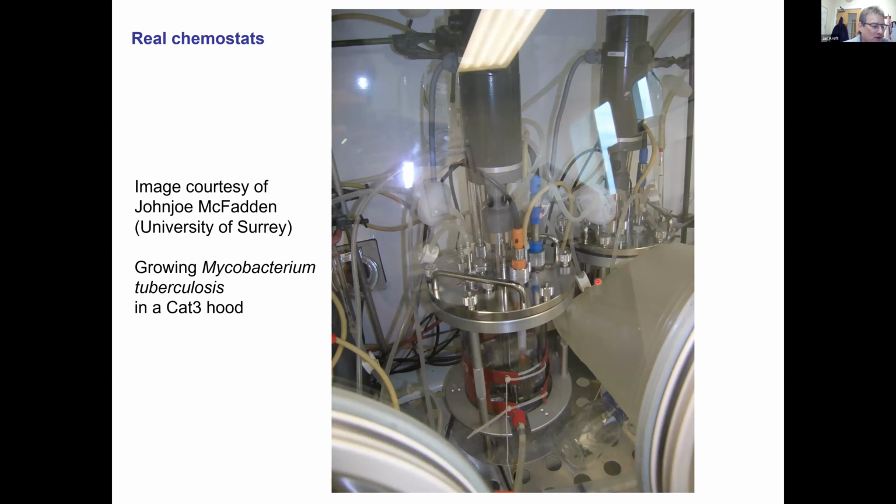So this is a picture of a real chemostat. It looks very complicated. Technically, it's very complicated. But in terms of modeling, the system is very simple because it can reach a steady state, making the modeling very simple.